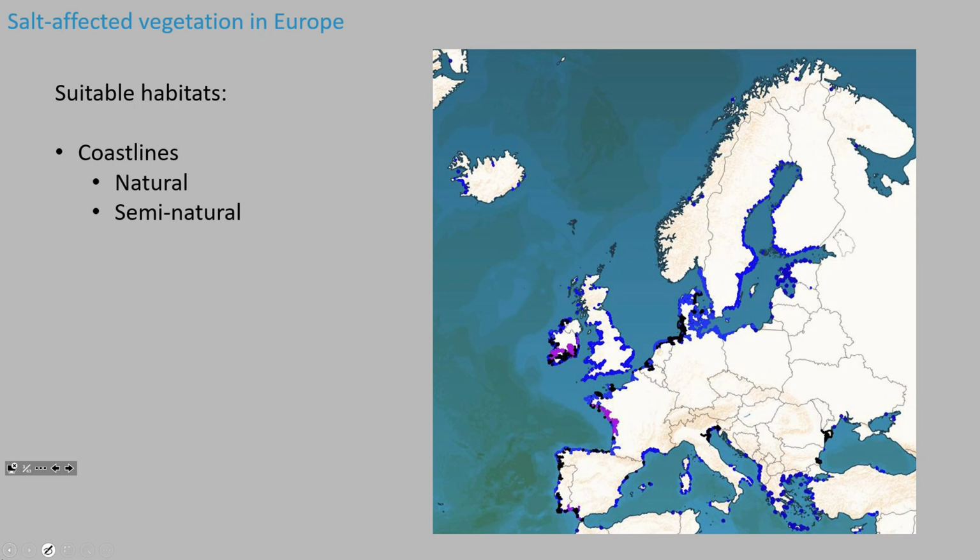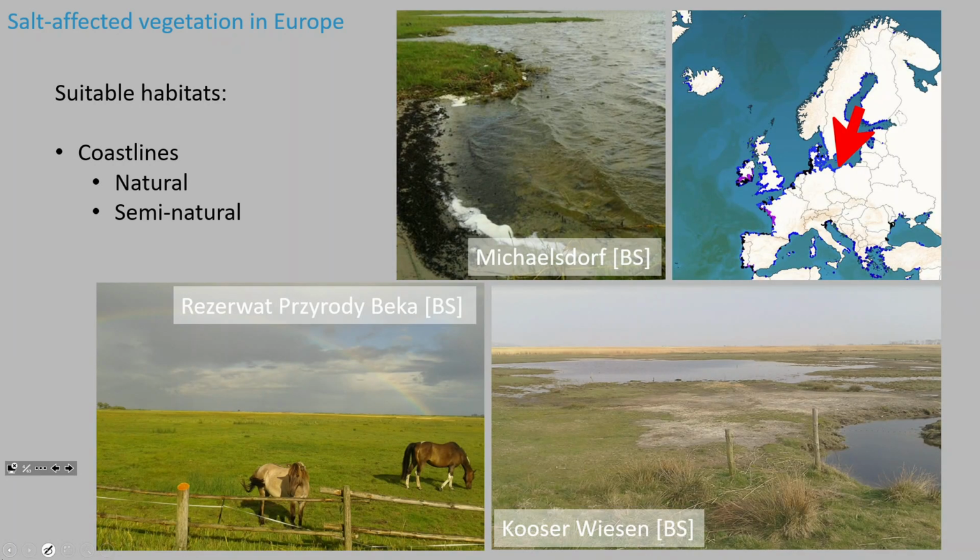We find them in the North Sea, and most of you will know the Wadden Sea area as a great example of diverse and valuable salt marshes. Then they continue down the Atlantic coast, and they're also widespread in the Mediterranean area. They can occur either naturally or semi-naturally, and I will try to show some examples of how this looks.